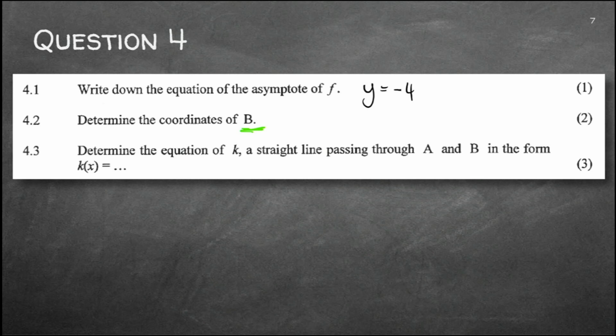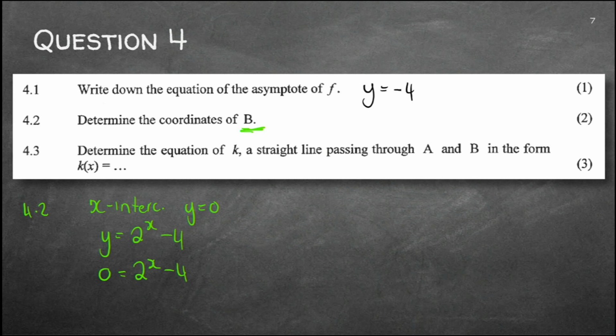Now B, if you look closely, is the x-intercept. So what do we know about an x-intercept? We know that y is equal to 0. So x-intercept, y is equal to 0, which means y is equal to 2 to the power of x minus 4. So 0 is equal to 2 to the power of x minus 4.